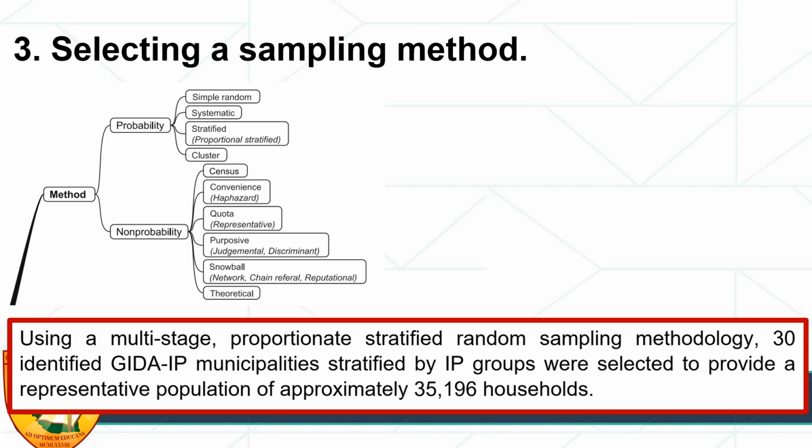Third is selecting a sampling method. You can choose either probability sampling or non-probability sampling. Choosing a sampling method is critical because you need to choose a sampling technique that will give you a well-represented sample that can be generalized to your population. In our study, we use a multi-stage proportionate stratified random sampling methodology. So it's very long. Later you will see why it is a multi-stage stratified random sampling method.